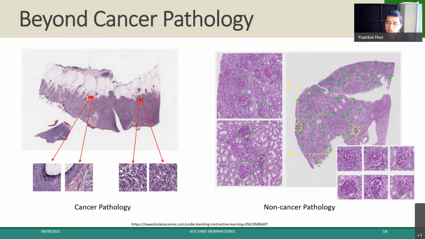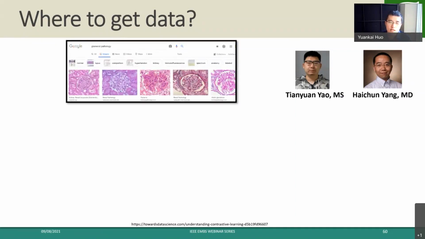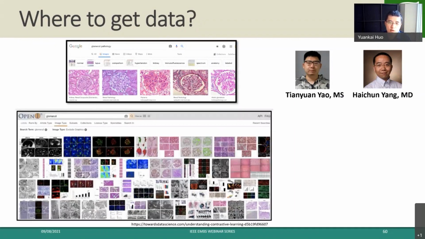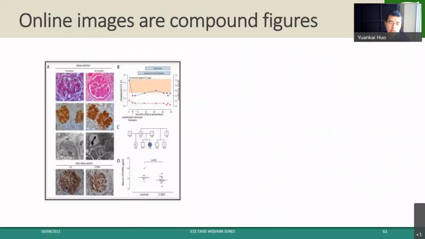Then, once we have each glomeruli, we can again apply contrastive learning for some downstream tasks. But the challenge is where can we get the data? Because for each individual laboratory in a university, typically we limit ourselves to like 100 or 200 whole slide images for kidney, et cetera. So our idea is to grab data from online resources, whether from Google, from NIH PubMed, from open access journals.